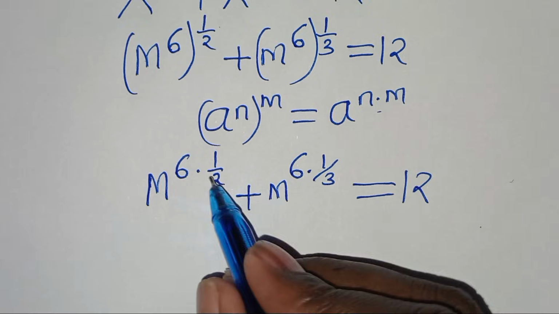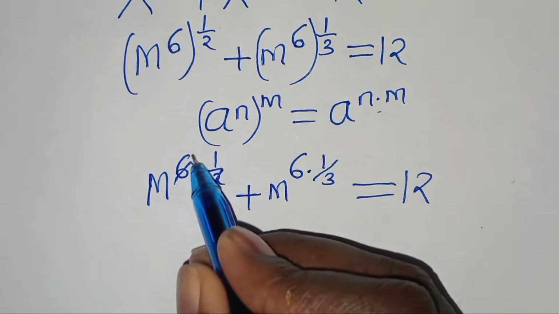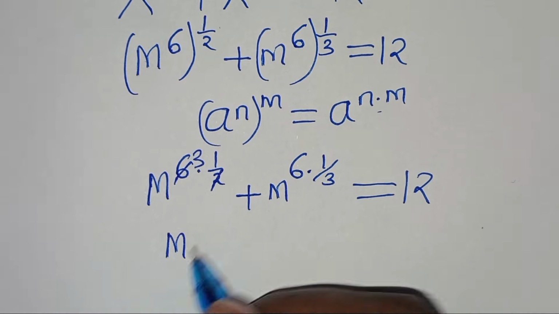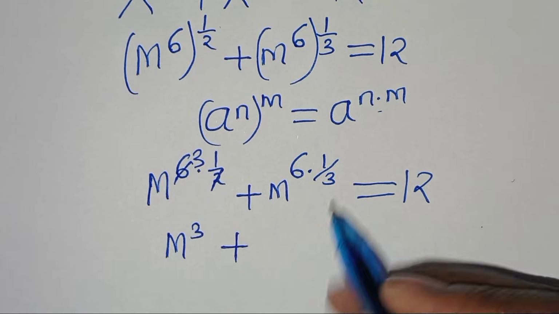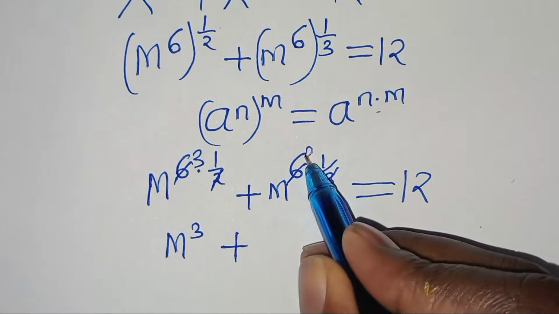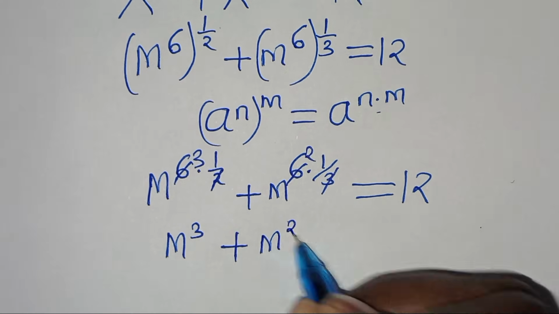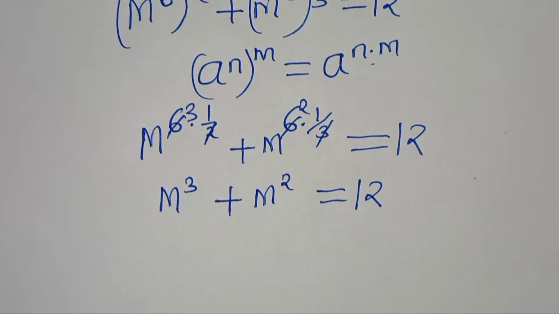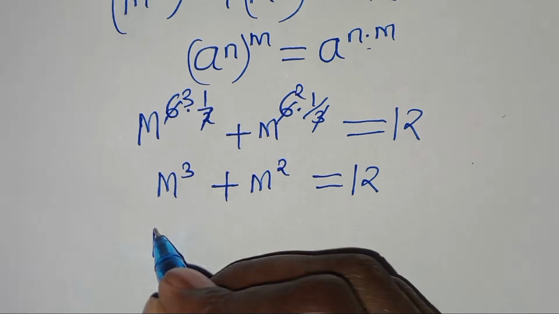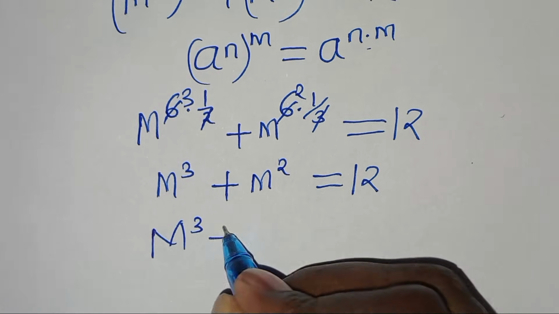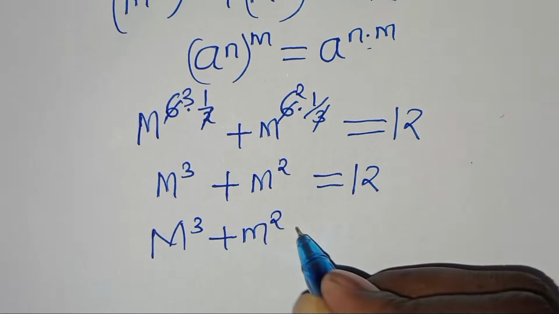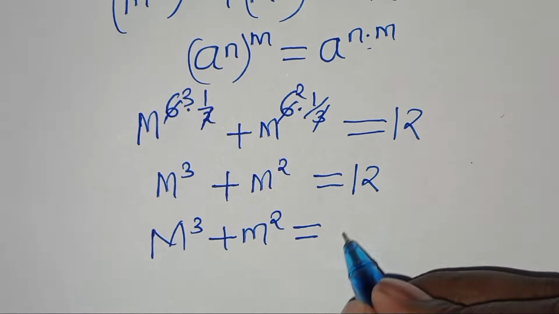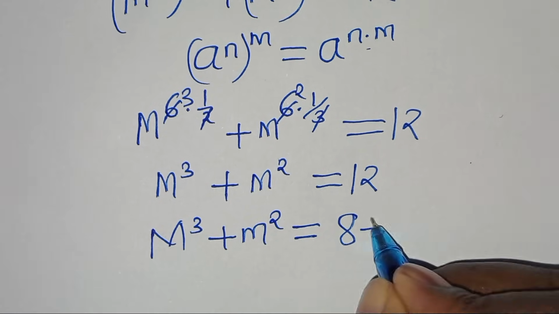Now, let's simplify here. 6 divided by 2, this is 3. So we have m to the power of 3, then plus 6 divided by 3, this is 2. So this is m squared. This is equal to 12. Now, we have m to the power of 3 plus m squared. This is equal to 12, which is the same thing as 8 plus 4.